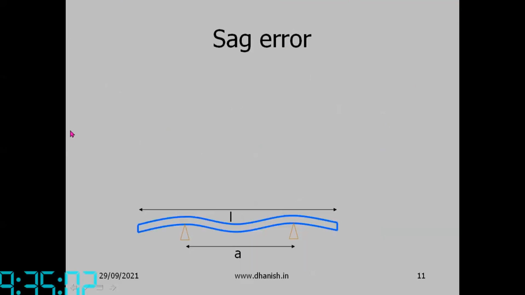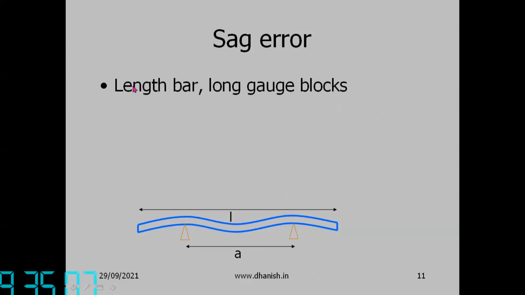Then other types of deformation, sag error. So this is applicable for length bars, long gauge blocks. Length bars like meter bar and all are usually supported at 2 points like this. A long bar is supported at 2 points. So because of the weight, this part will come down and the middle also will come down and the right side also will come down. So the meter bar will take up a position like this.